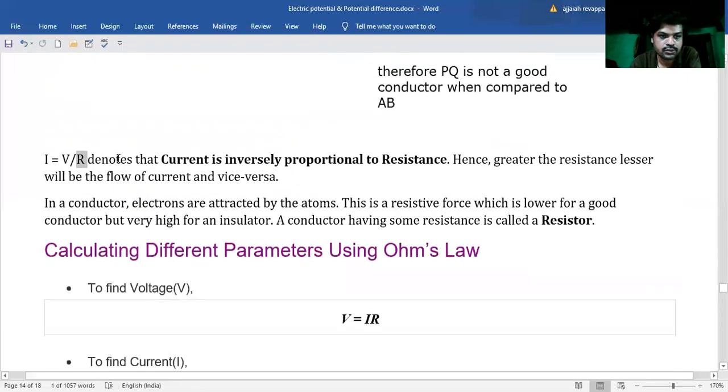If resistance is less, current is more. When you are riding your bicycle on the national highway, the number of signals, curves, and potholes is less, so you can go with maximum speed. That is, current is maximum when the resistance is less. Hence, the greater the resistance, the lesser the flow of current, and vice versa.